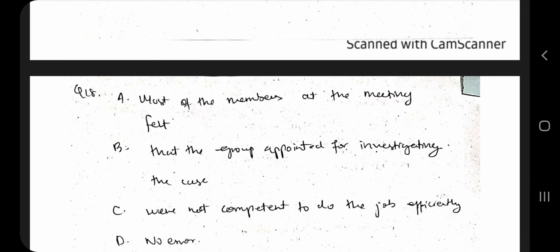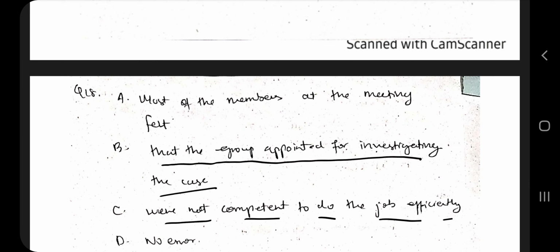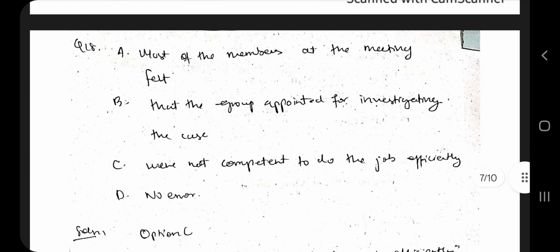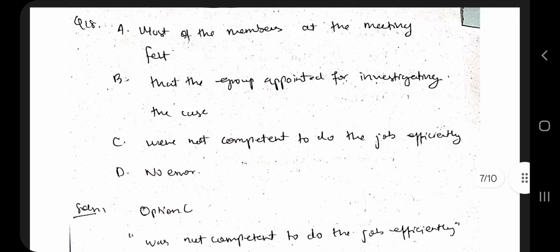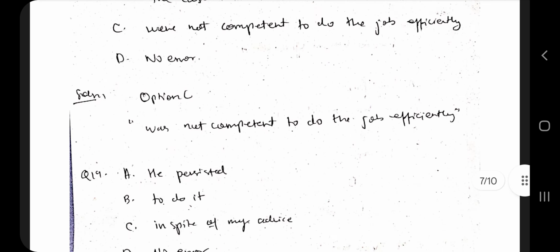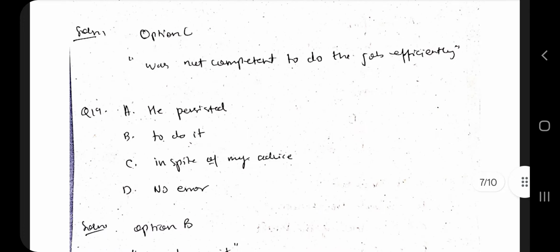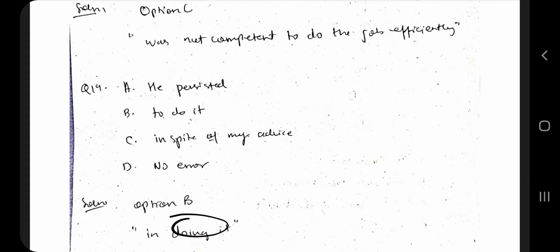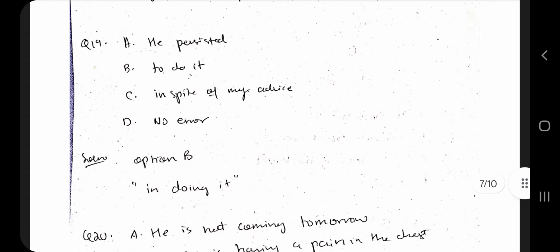Most of the members in the meeting felt that the group appointed for investigating the case were not competent to do the job efficiently. So here, in option C, "were not competent" should be "was not competent". Okay, so the group is considered as a single thing, so the group was not competent, so we have to write here "was not competent". He persisted to do it in spite of my advice. Instead of "to do it", we can write "in doing it", right? So, he persisted in doing it in spite of my advice.